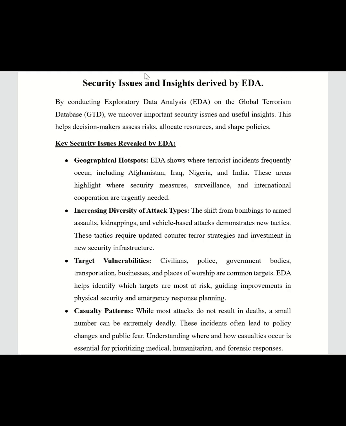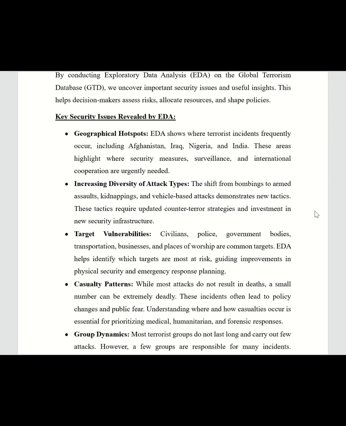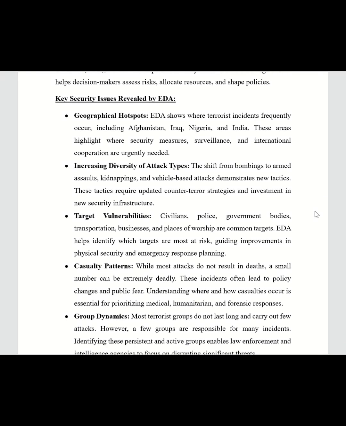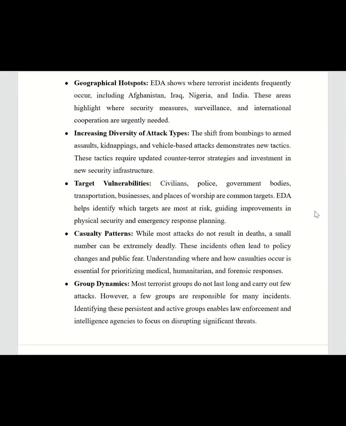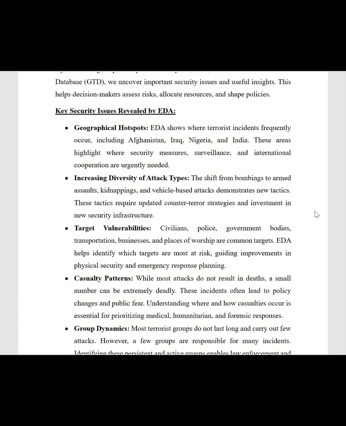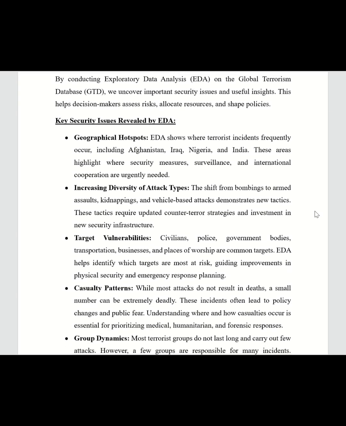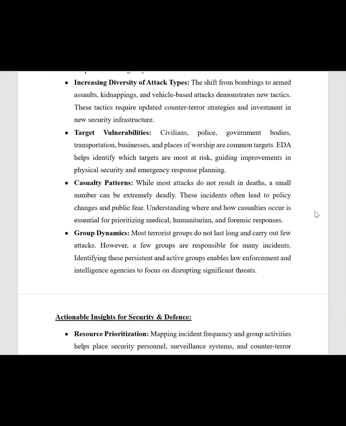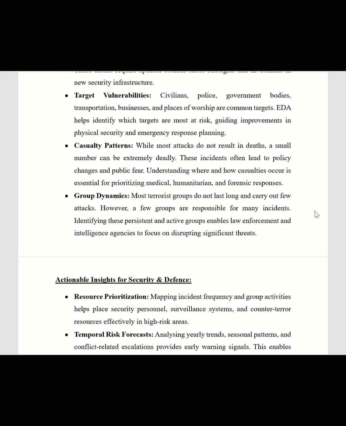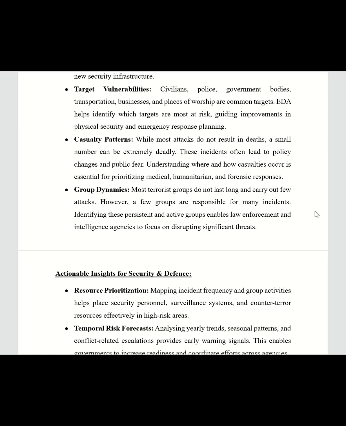So let's see some security issues and insights revealed by EDA. Key security issues revealed by EDA are geographical hotspots, increasing diversity of attack types, target vulnerabilities, casualty patterns, and group dynamics. EDA reveals major hotspots like Afghanistan, Iraq, Nigeria, and India, rising diversity in attack methods, commonly vulnerable targets like civilians and government, deadly but rare high-casualty events, and the fact that a small number of groups drive the most terrorist activity.